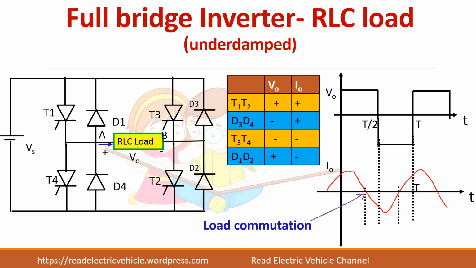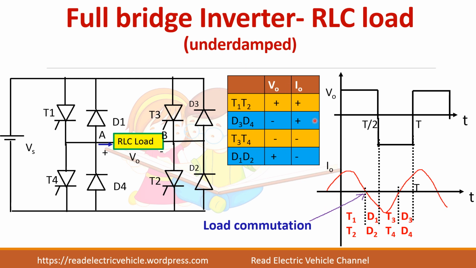So in case of an underdamped circuit, due to the nature of the load, the current through the circuit becomes zero by itself. So naturally it will become zero. That type of circuit is called a load commutated circuit. In this case the XC component will be greater than the XL component, so the current will be leading the voltage by an angle. So this is where the current starts, where voltage will start at 0. So here current will be leading the voltage.